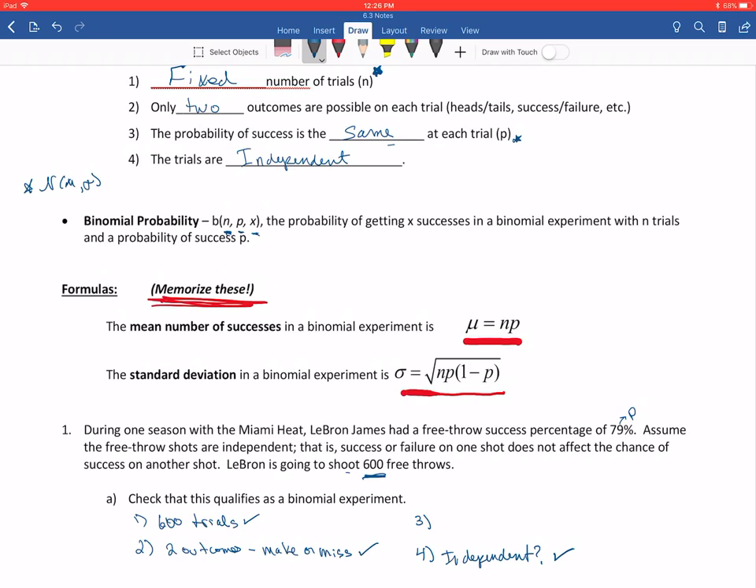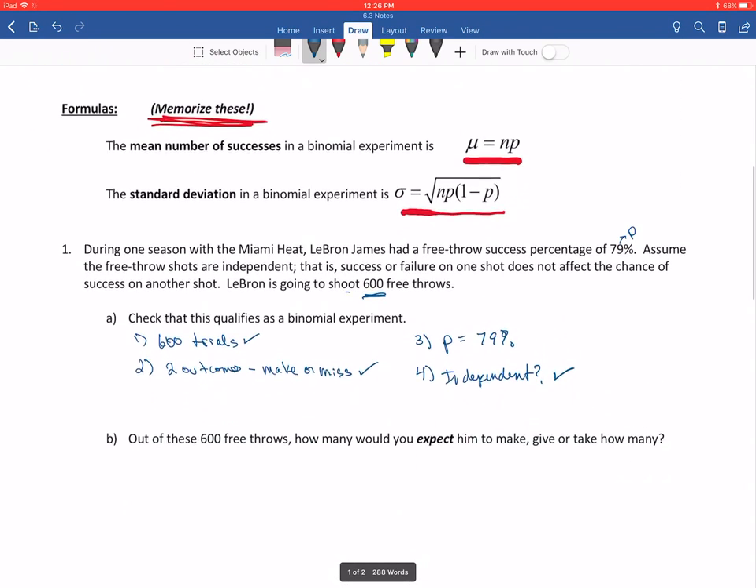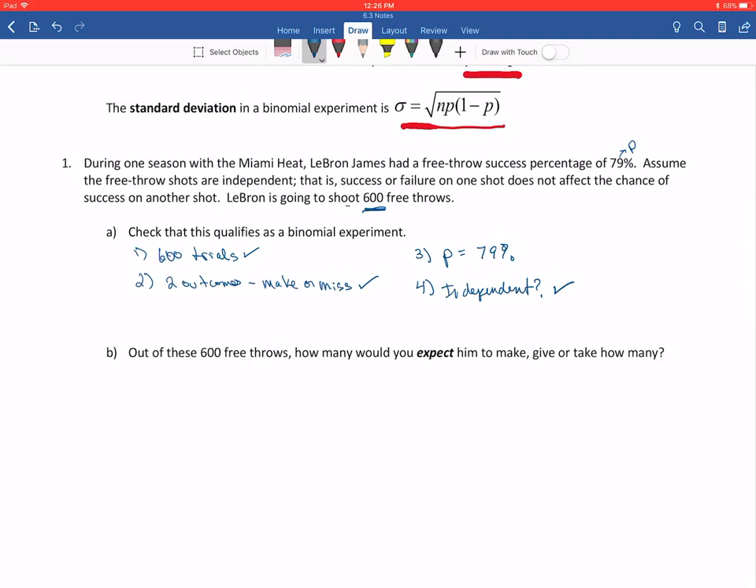And then the last one would be, are the probabilities the same at every trial? And it would be, yes, here his P is going to be that 79% at every trial. He has a 79% chance of hitting any one of those. So here we could say, yes, this does qualify then as a binomial probability. So out of these 600 free throws, how many would you expect him to make, give or take how many?